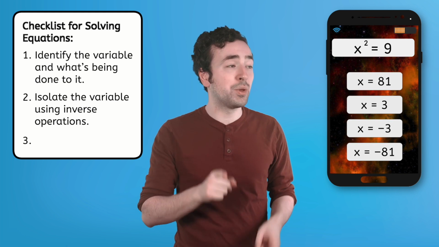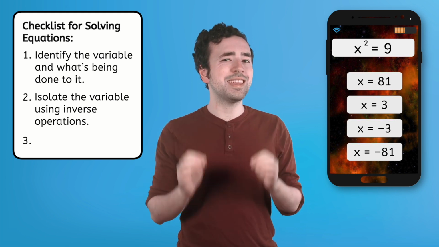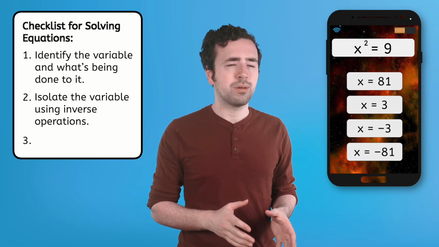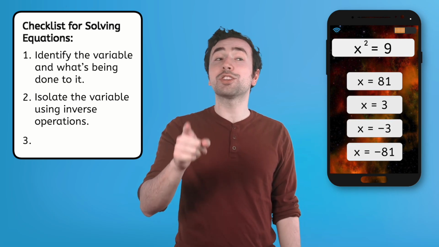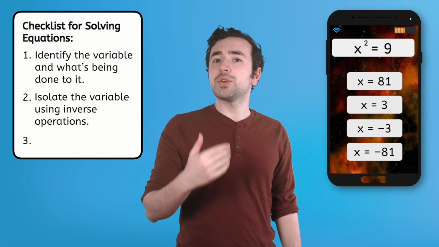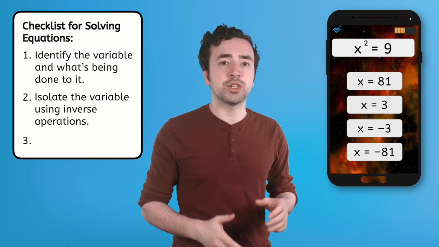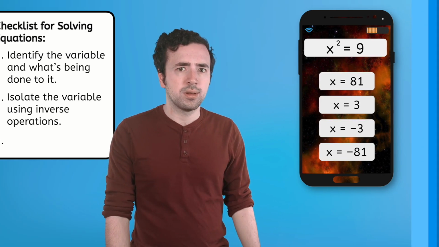Isolate the variable using inverse operations, right? But what's the inverse of squaring a value? The inverse of squaring a value is taking the square root of it. So for step 2, we'll take the square root of both sides of the equation to get the x by itself. I better write this out.